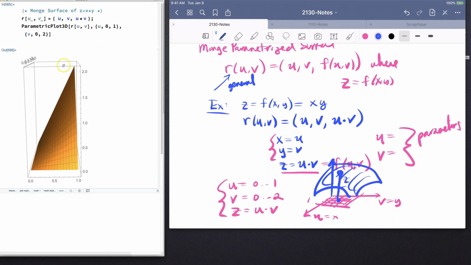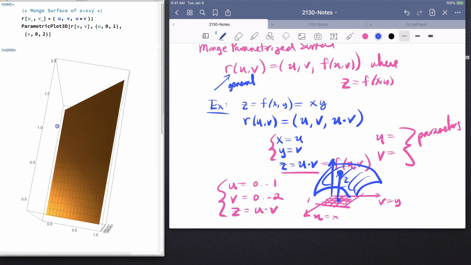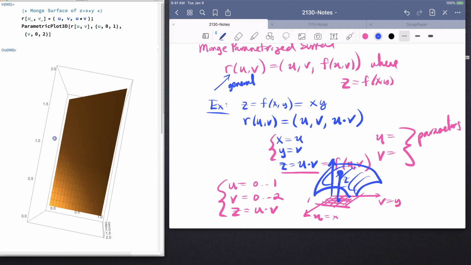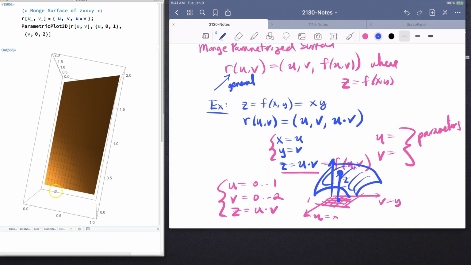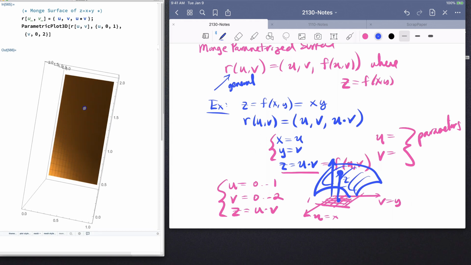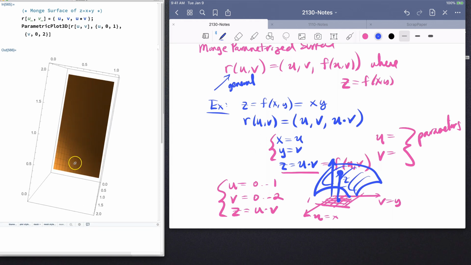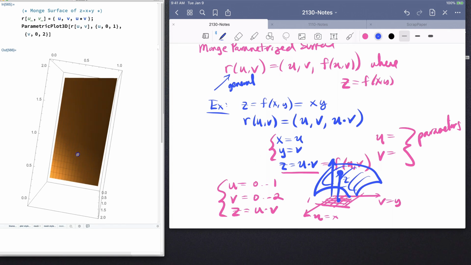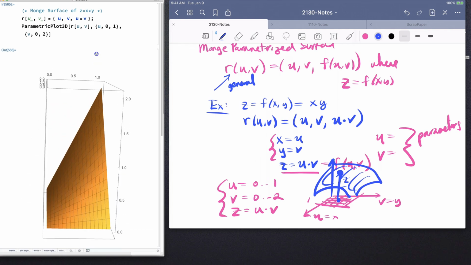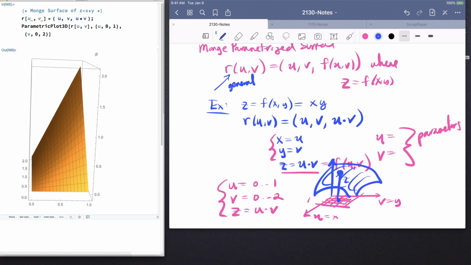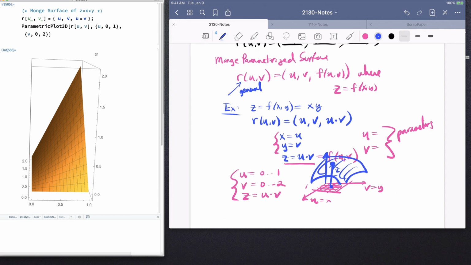Okay, and we can see here that if you were to get rid of the z and look at this from the top, you would see the x-axis going from 0 to 1, y going from 0 to 2, and then for those different grid points in the uv plane, you could plug in to find a value of z. So this is a pretty straightforward vector valued function in two parameters for a surface.